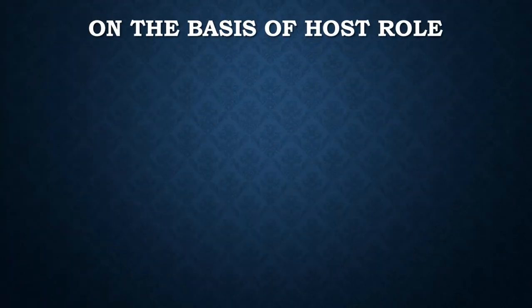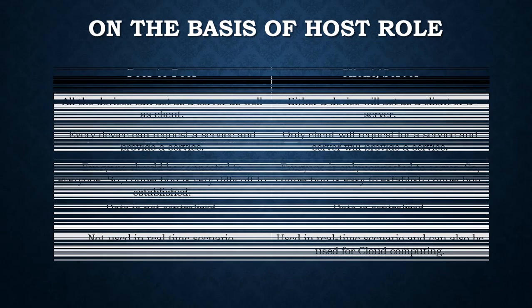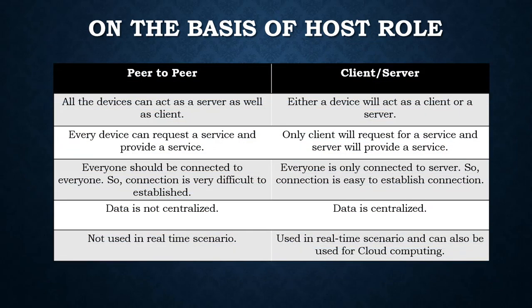So let's discuss the first one, that is on the basis of host role. Now, what is peer-to-peer and client server? Peer-to-peer is like, there are three devices, they are connected to each other, and all of them are connected to all of them. That is peer-to-peer, one end to another end, right? And what is client server? There are lots of clients and a server, they are requesting the service, and the server is providing the service, right? So let's see peer-to-peer further.